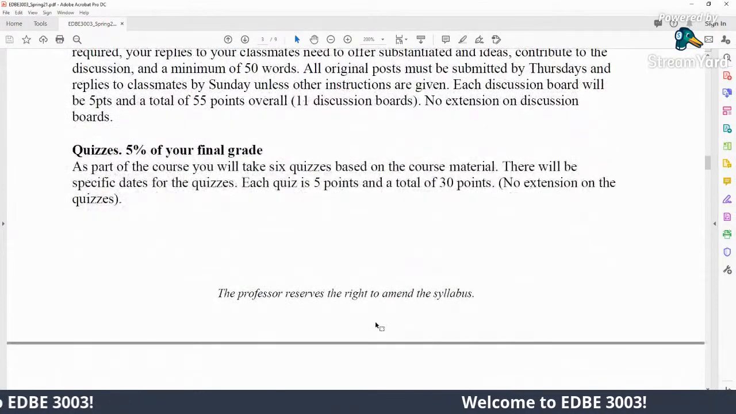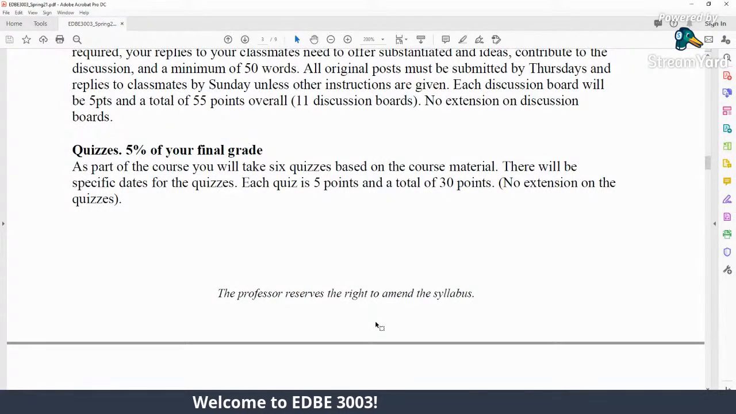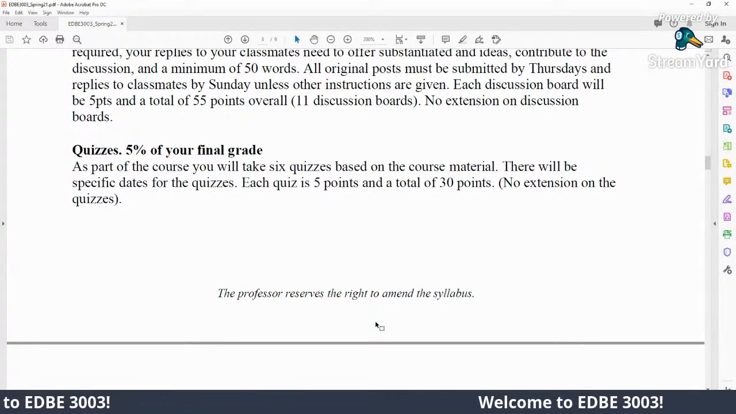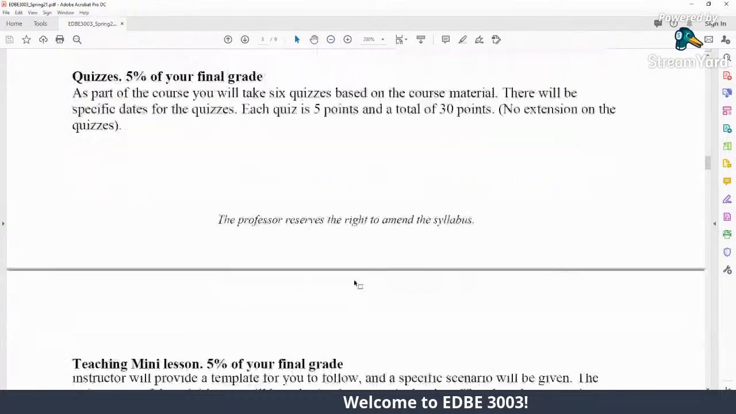Quizzes. As part of the course, you will take 6 quizzes based on the course material. There will be specific dates for the quizzes. Each quiz is 5 points and a total of 30 points. No extension on the quizzes.